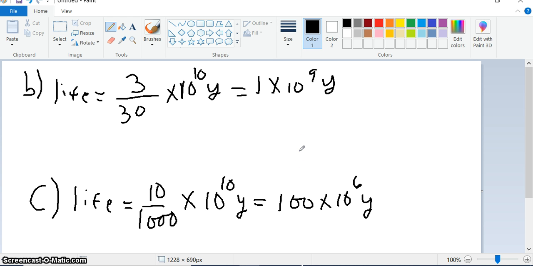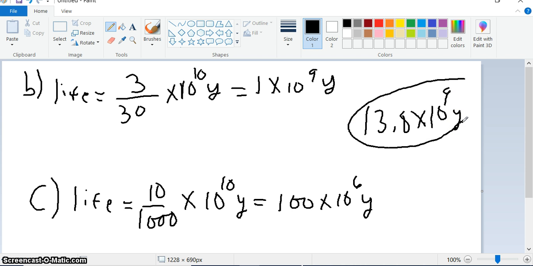Much longer. And remember, for part A, it was 200 billion years. Keep in mind, the age of the universe is 13.8 billion years. That's actually important to understand. So the age of the universe is 13.8 times 10 to the ninth years. That star will last well into the future.